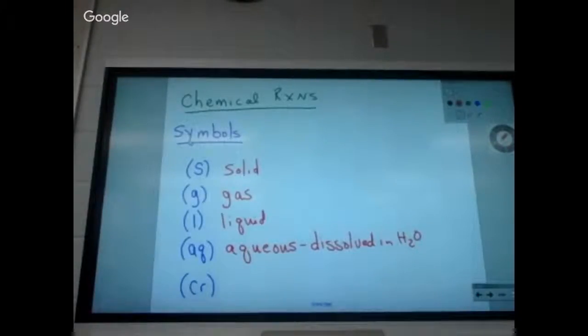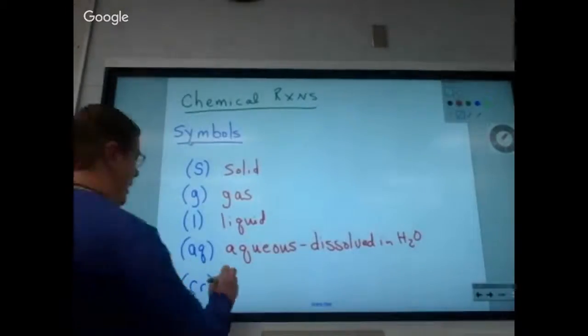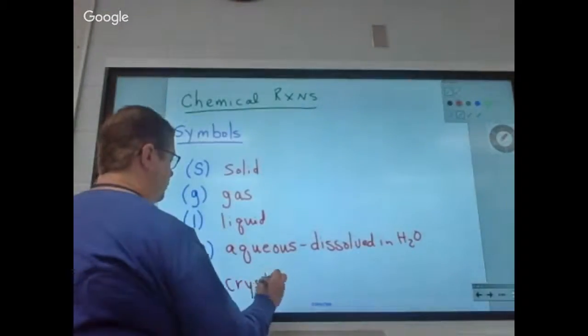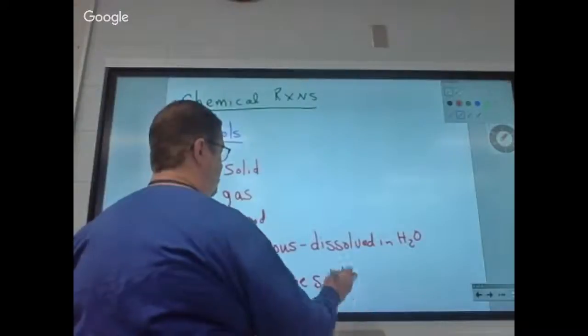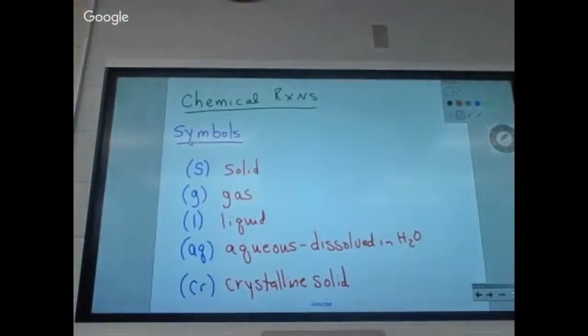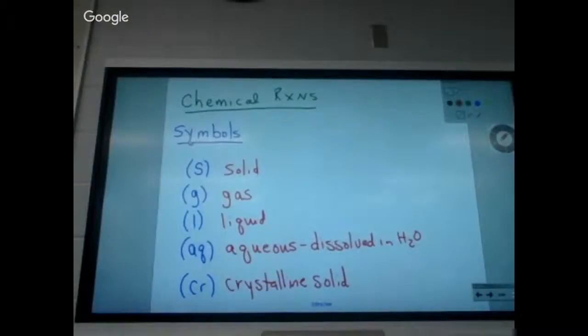Now, CR won't make a whole lot of sense to any of you because we haven't studied it yet. Down the road we will. This is a crystalline solid. There are 2 types of solids. Crystalline is one of the 2 types. Amorphous is the other. This is one that has a specific crystal pattern. Did anybody ever grow crystals maybe back in elementary school? Anybody grow like rock candy? If you did, that's the type of crystal structure, and it is a crystalline solid. Sugar, salt, emeralds, diamonds, those types of things are going to be crystalline solids. Granite.